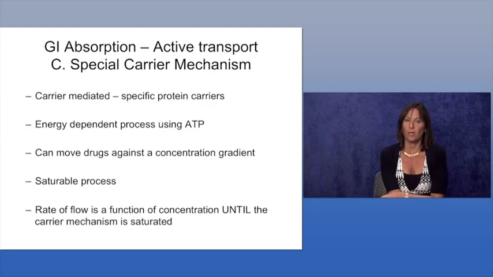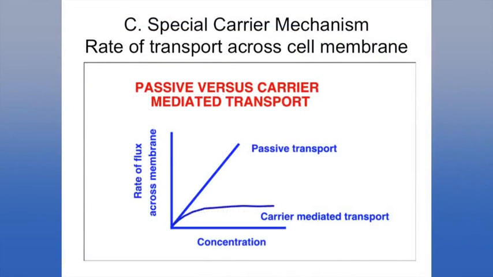The rate of flow is going to be a function of concentration, much like passive diffusion, until the carrier mechanism is saturated. So it's going to look something like this. This is your fixed principle, aqueous diffusion. As the concentration of the drug increases, the rate of flux across the membrane increases as well.